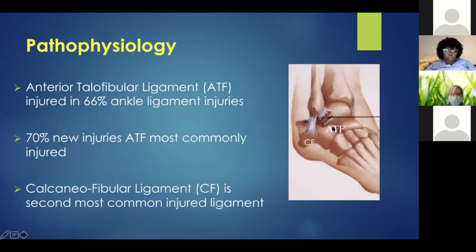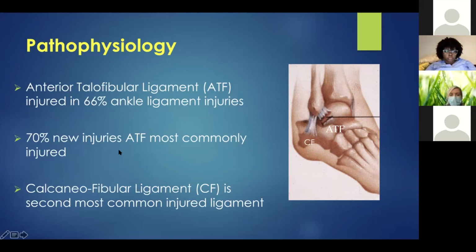So the pathophysiology, as we just talked about: the ATFL is injured 66% of the time. It's the majority of our ligament injuries, extending from the distal anterior aspect of the fibula into the neck of the talus. The calcaneofibular ligament is the second most commonly injured ligament, stretching from the tip of the fibula, actually posteriorly, not even vertically as in this picture, but with about a 100-degree span. That's why it really incorporates the full array of the range of motion that your ankle does. In 70% of new injuries, the ATFL is most commonly injured.